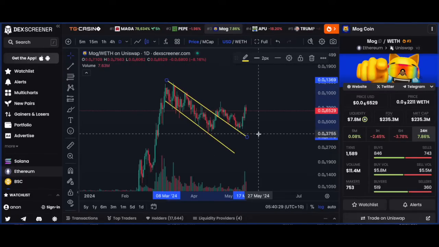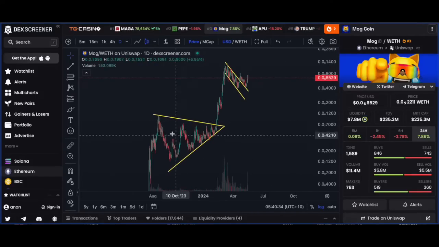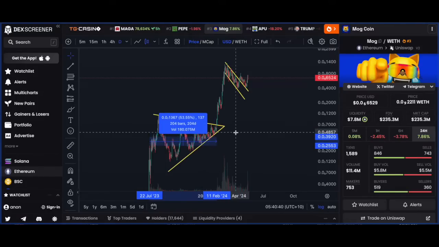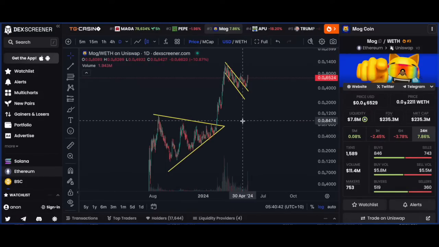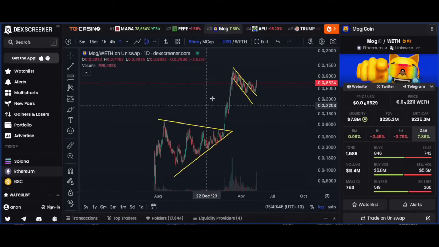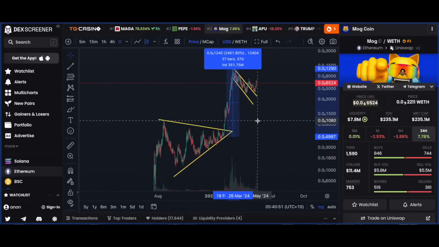So if I zoom out a little bit, as you can see here, this was an accumulation zone for MOG for a long period of time. I think this was multiple months. If you look from here to there, yeah, 204 days. That's like what, 9 months of the year nearly? Oh no, a little bit less. About 7 months. It took 7 months for this to break out, and once it did break out, obviously we saw it pump about 24x.